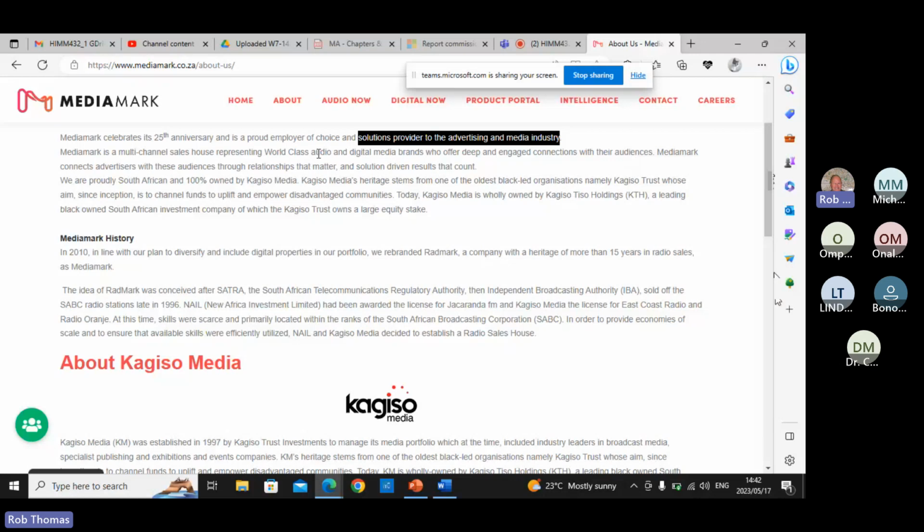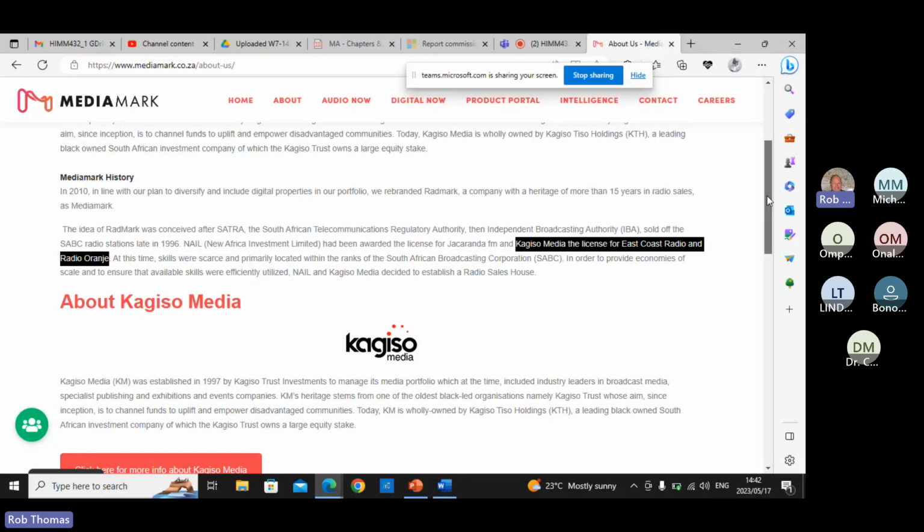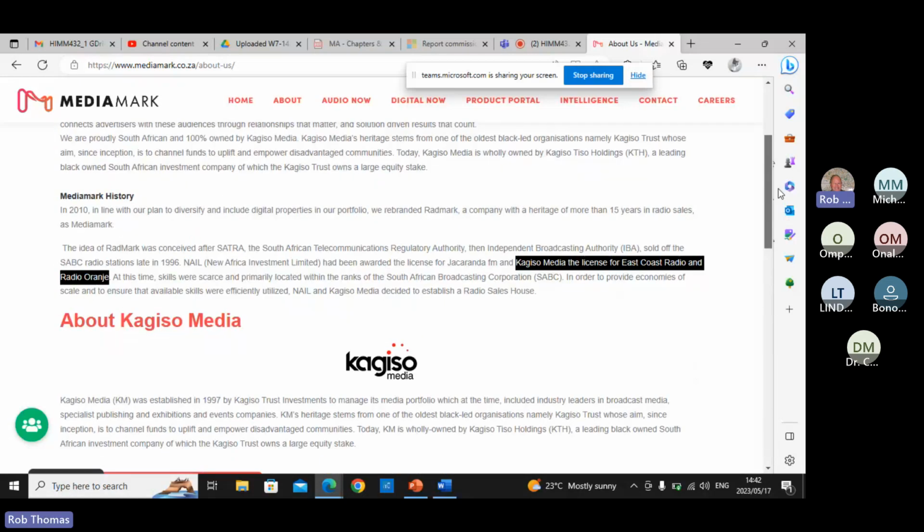Okay, so guys, you can see audio and digital brands. They speak about media brands over here, so they were radio, but they're no longer just radio. Okay, radio stations. You can see Kagiso. So they got the license for Jacaranda FM, and then Kagiso Media got the license for East Coast Radio and Radio Orania. I don't know what Radio Orania is called these days, but I think it's called OFM. I don't know if it's still part of Kagiso Media. Might have sold it.